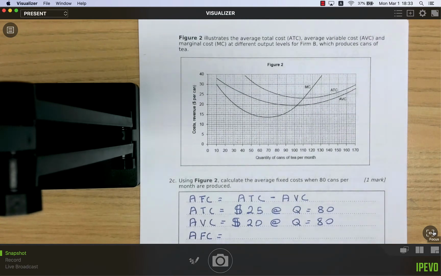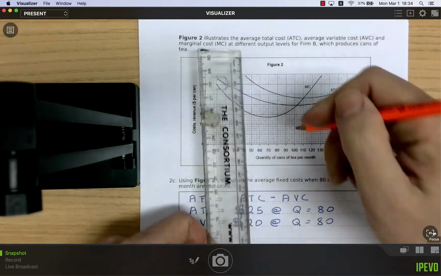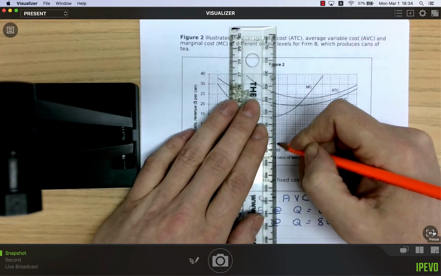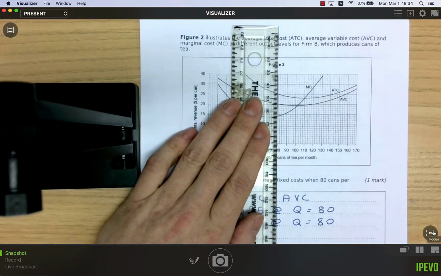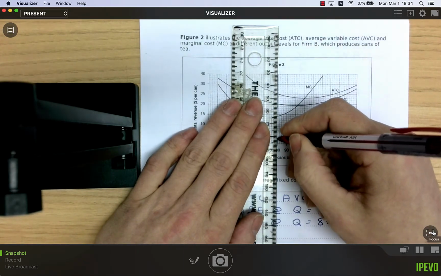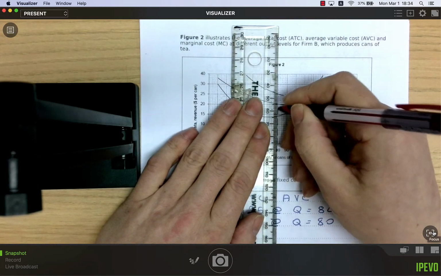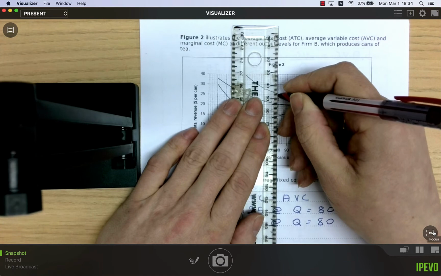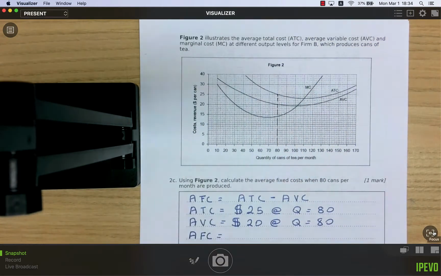Well, what we're saying here is that the average fixed cost equals the average total cost minus average variable cost. And what we've got to do now is we're saying at 80, right? So if we go up from this here, and I'll actually use a red pen just so you can see it. Always use pencil, guys, in your exams, okay? So I'll use a red pen because I think it'll just come up easier on the camera.